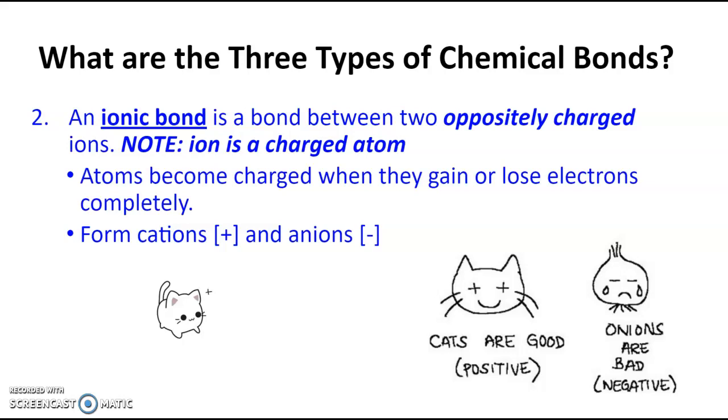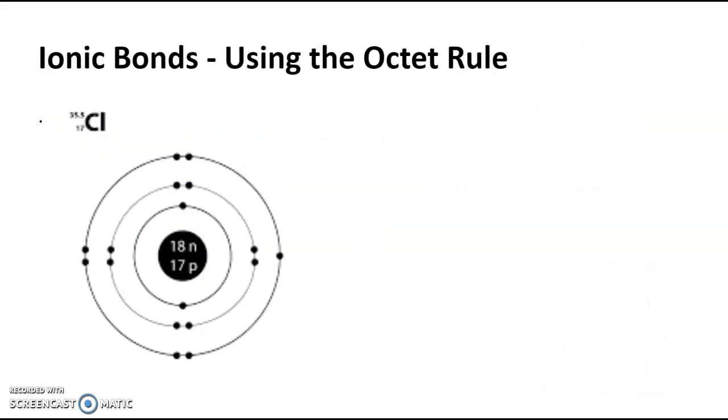The second type of bond is called an ionic bond. It's a bond between two oppositely charged ions. So an ion is just a charged atom. We talked about that yesterday in the last set of notes. And atoms become charged when they gain or lose electrons completely. They form cations, which are positive, and anions, which are negative. So once you have a positive thing and a negative thing, they can attract each other like little magnets, and that's how an ionic bond works.